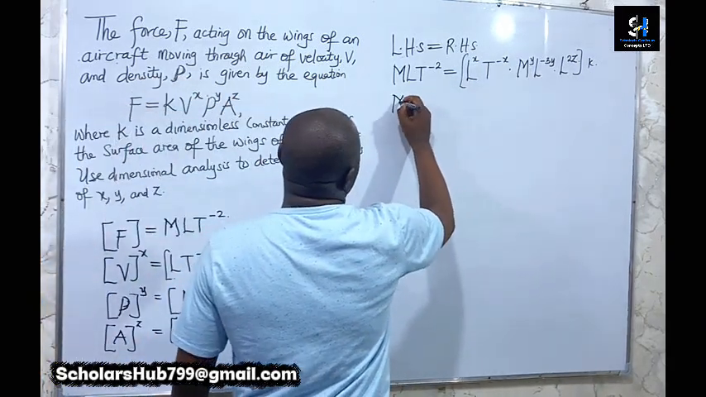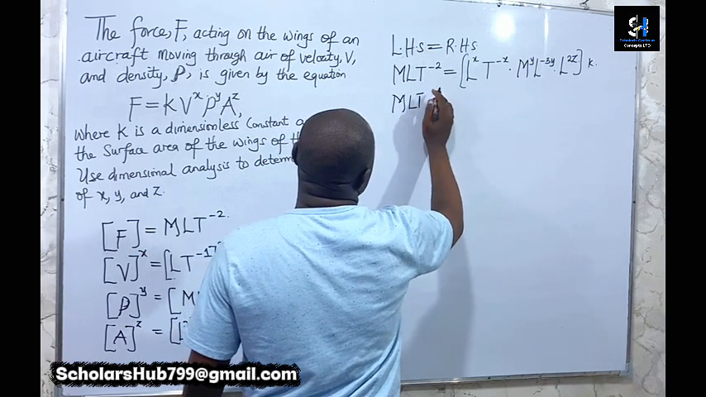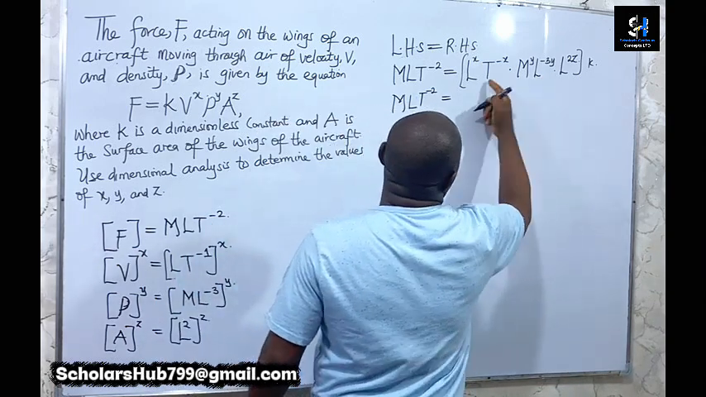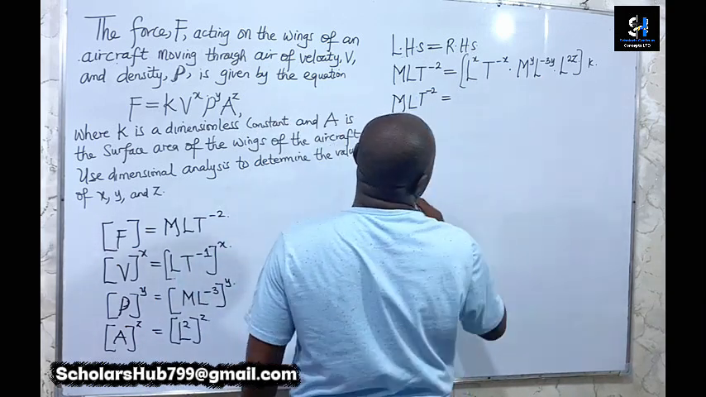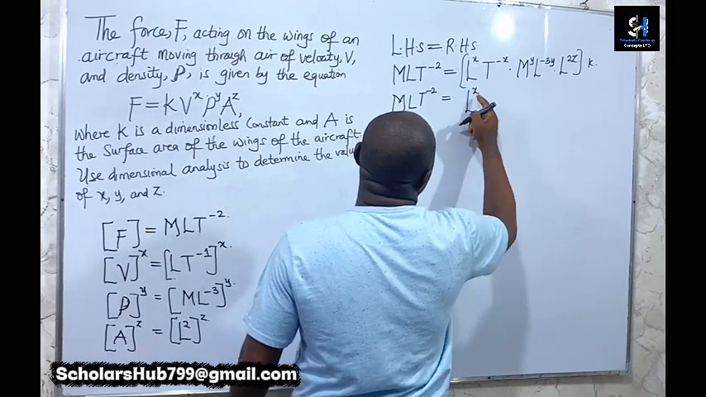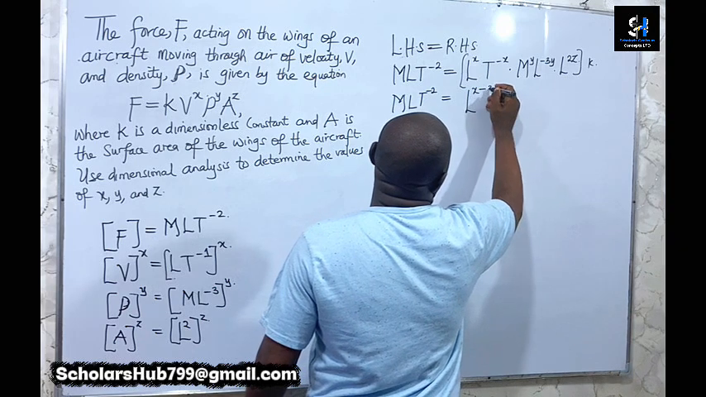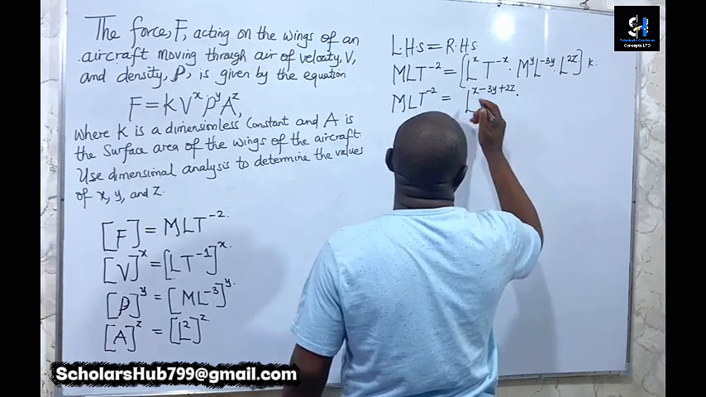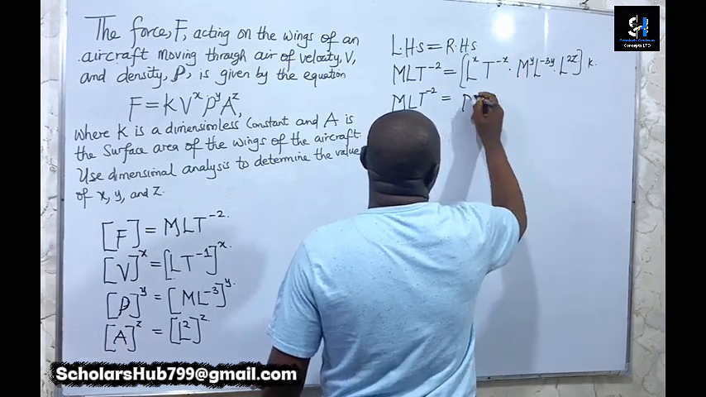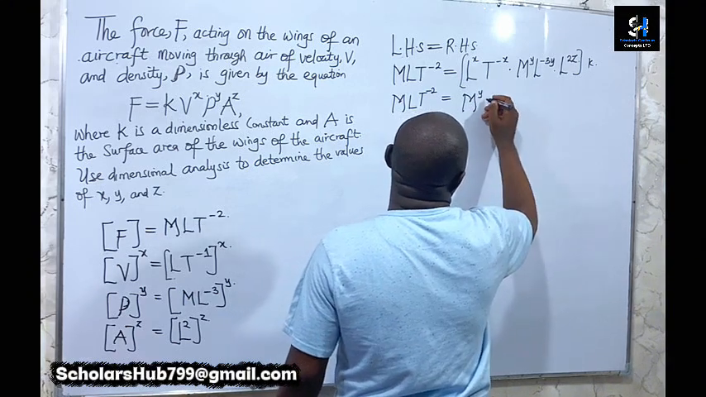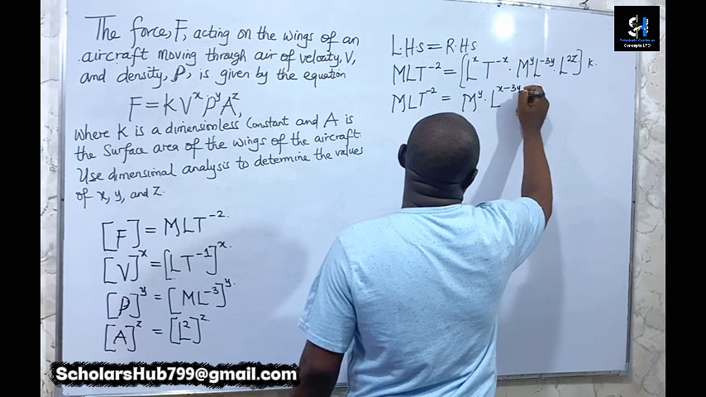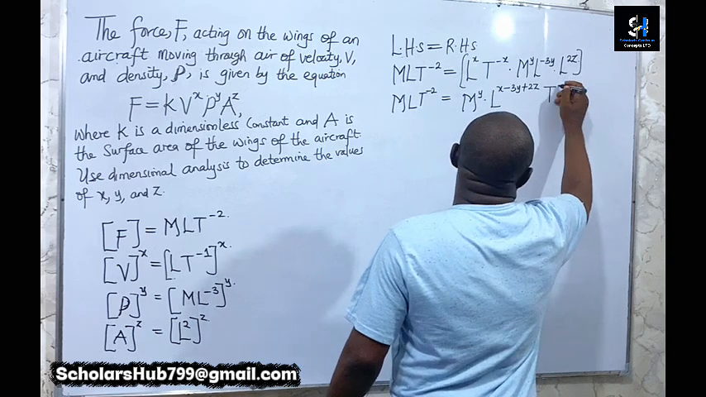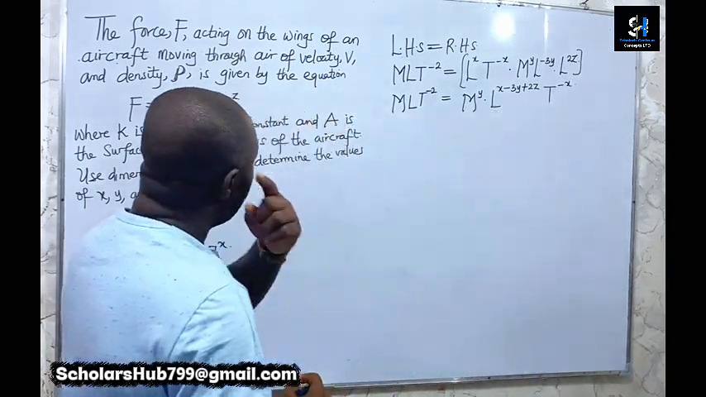On the left hand side remains MLT^-2, which equals, so I'm going to combine the L using indices. M will come first, so we have M^y, multiplied by L^(x - 3y + 2z), then also we have T raised to the power of negative x.